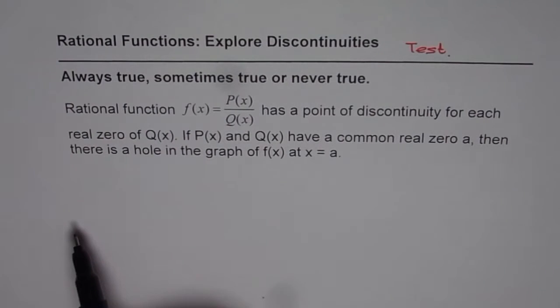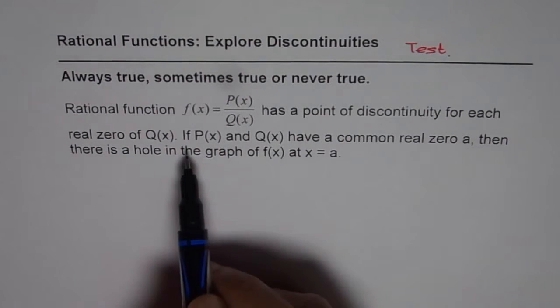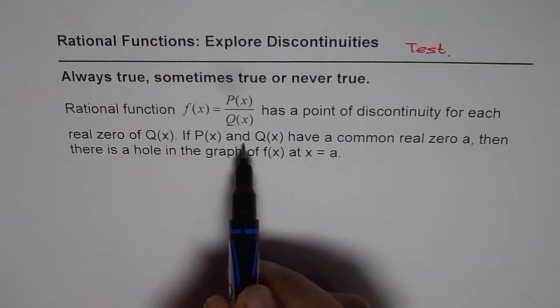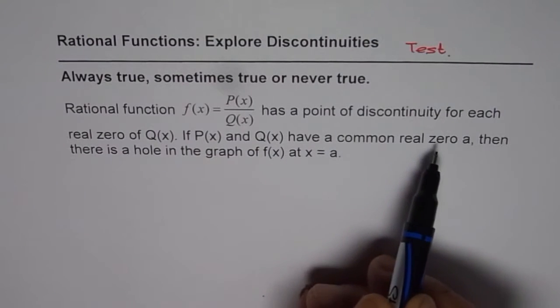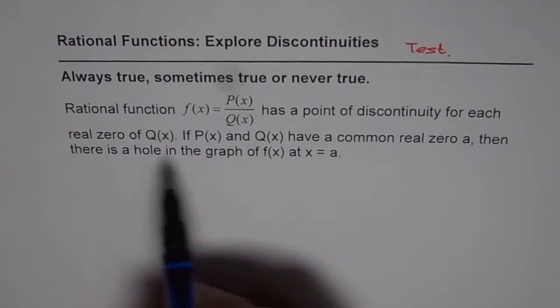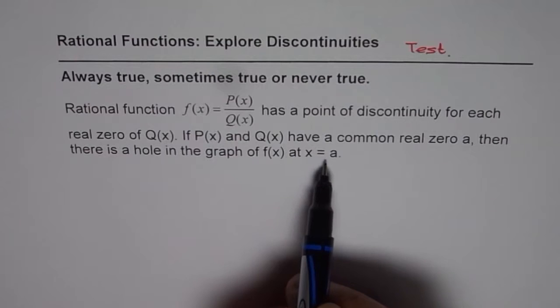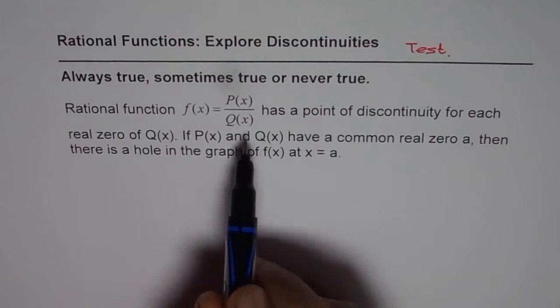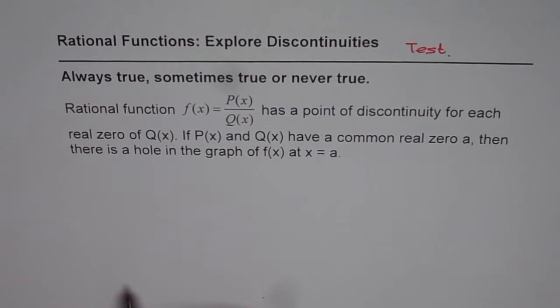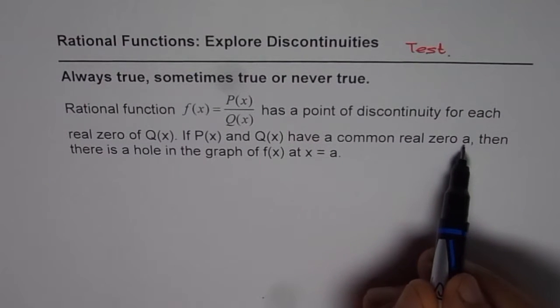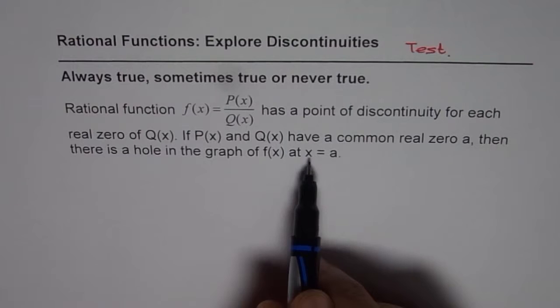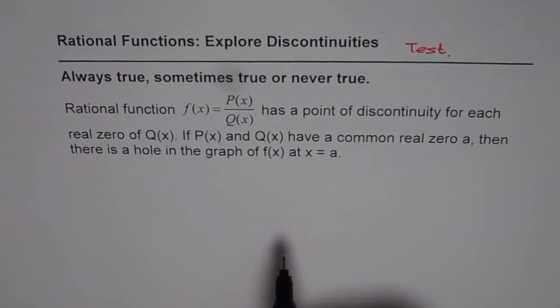So q of x should not be 0. Now the question is, if p of x and q of x have a common real zero a, then there is a hole in the graph of f of x at x equals a. So that means if there is a common factor in both numerator and denominator at x equals a, then we'll have a hole at x equals a. That is the question. So you can pause the video and answer the question. Is that always true, sometimes true, or never true?